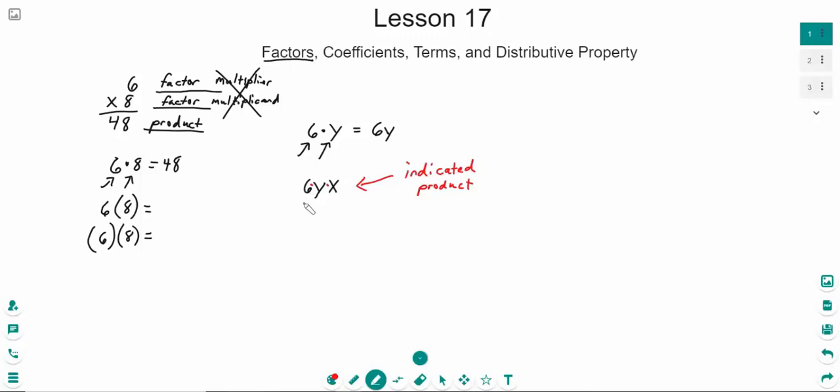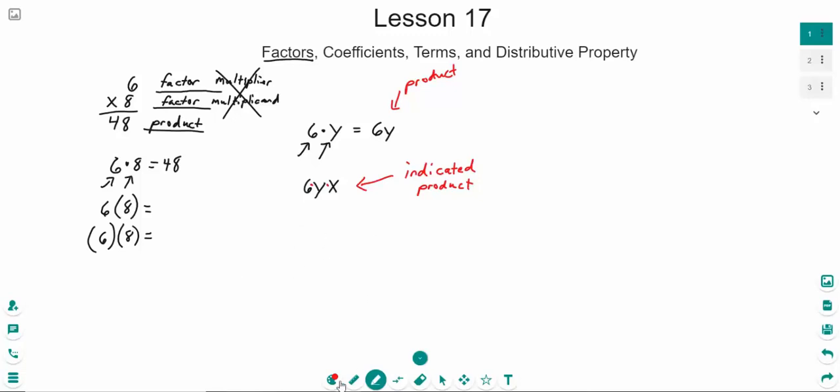They are just the numbers or letters used in a multiplication problem to be multiplied by each other. And then, of course, the answer, the solution, is called the product. In this case, this is kind of our product, which you might argue isn't a very good product because we don't really have anything more than what we had here. 6 times y, 6y. It's an indicated product still. We don't have a final number answer. So we have factors making up the indicated product here. All right, so that is a factor.